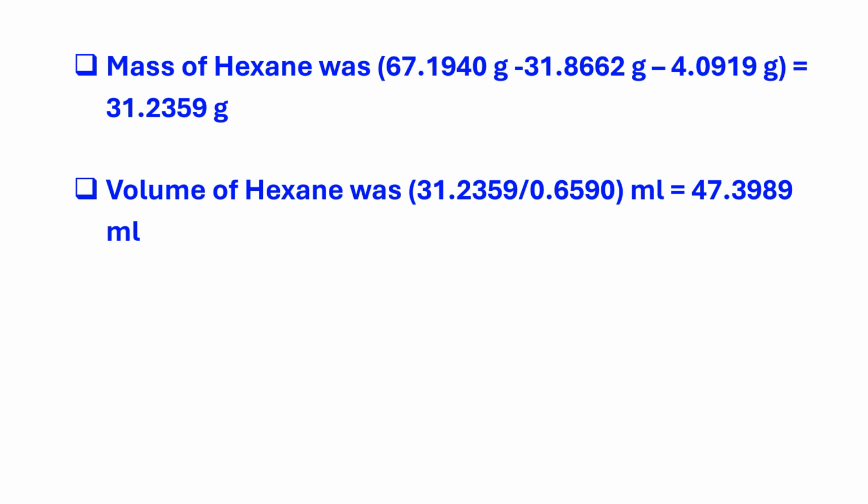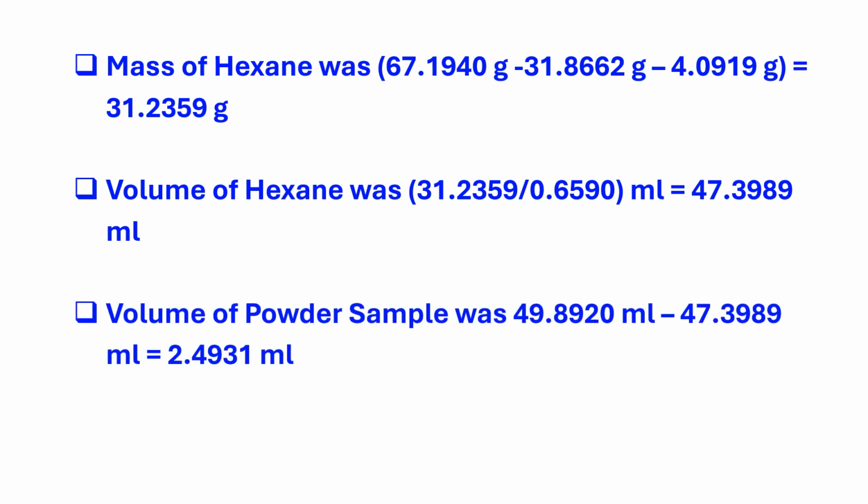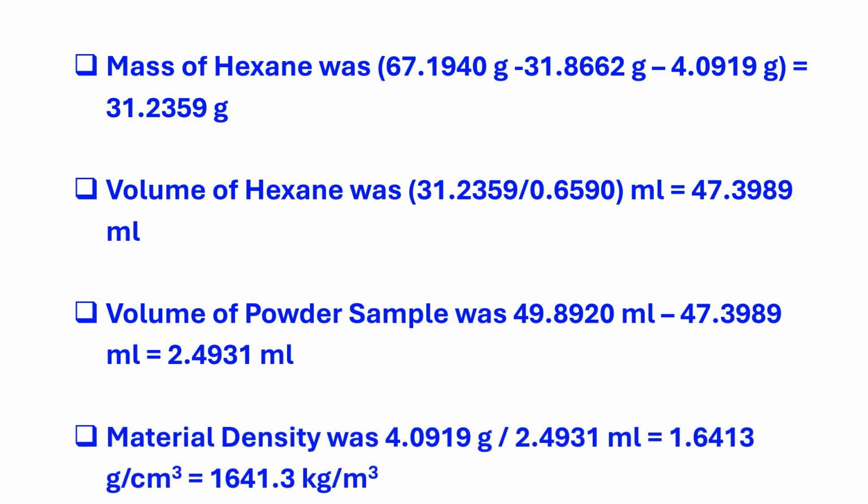Volume of hexane was 31.2359 divided by 0.6590, which is equal to 47.3989 ml. Volume of powder sample was 49.8920 ml minus 47.3989 ml, which is equal to 2.4931 ml. Material density was 4.0919 gram divided by 2.4931 ml, which is equal to 1.6413 gram per centimeter cube, which is equal to 1641.3 kilogram per meter cube.